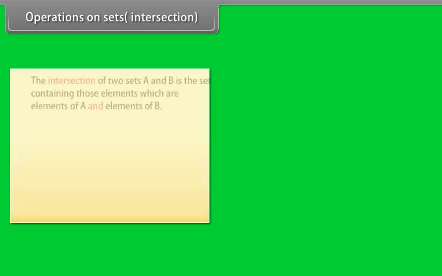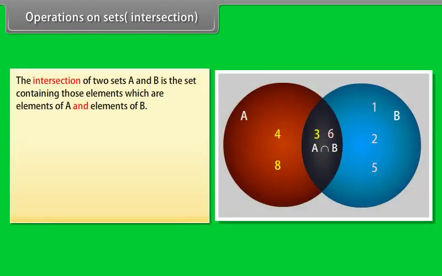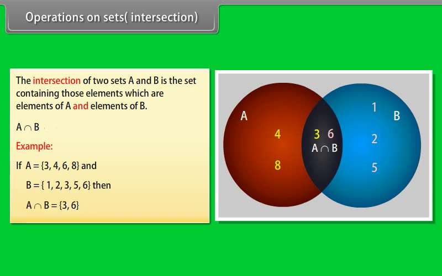Operations on sets, intersection. The intersection of two sets A and B is the set containing those elements which are elements of A and elements of B. We use this symbol for intersection. Example, if A is equal to {3, 4, 6, 8} and B is equal to {1, 2, 3, 5, 6}, then A intersection B is equal to {3, 6}.